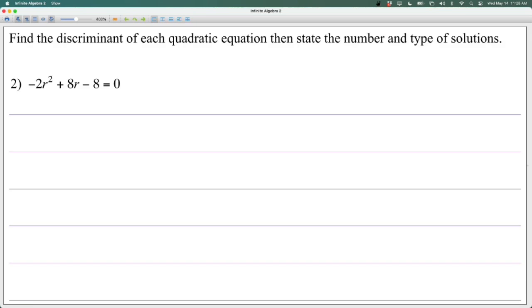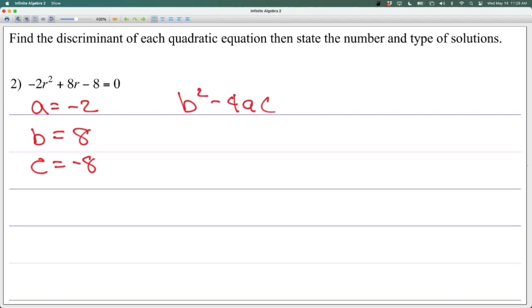All right, so in this one, what's A? 2. Careful. Negative. B, 8. C, negative 8. And now you just plug it into b squared minus 4ac. Get an answer. You can put it in your calculator right now if you want: 64 minus 4 times 2 times 8. It's 0. Equals 0.